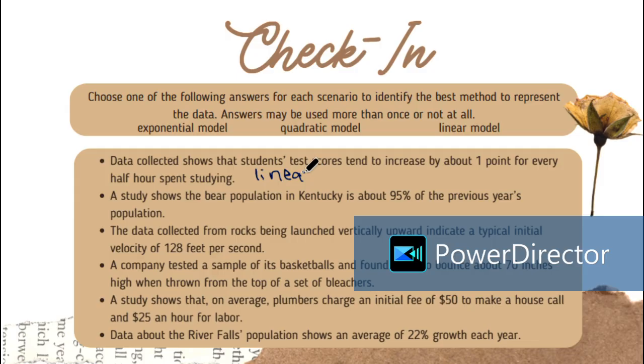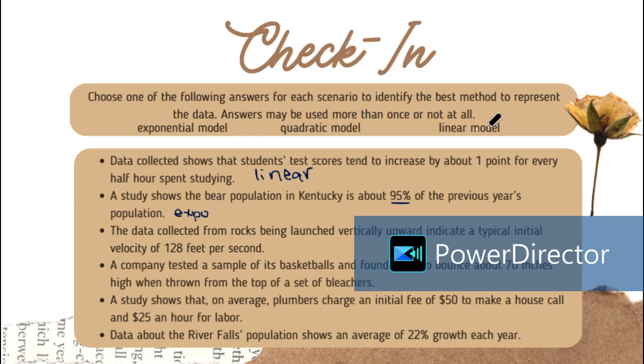A study shows the bear population in Kentucky is about 95% of the previous year's population. 95% means we're dealing with a percentage or a decimal, okay, which means that we're going to have a decline. It's going down every year because it's not over 100%, okay? So that is going to be exponential, okay? I'm just going to go that far.